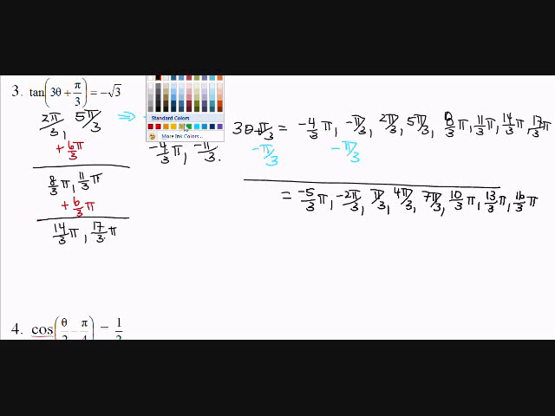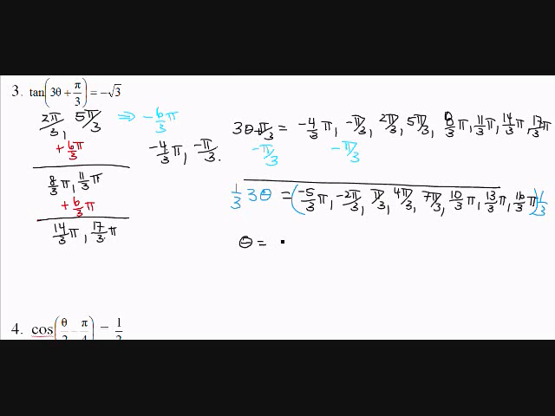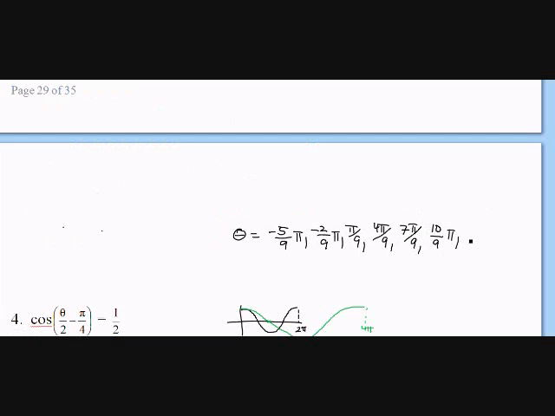So now I'm just left with 3 theta is equal to these angles here. So I need to multiply all of them by 1/3, and multiplying this by 1/3 just gives me theta. So I have theta equals negative 5 pi ninths, negative 2 ninths pi, pi ninths, 4 pi ninths, 7 pi ninths, 10 ninths pi, 13 ninths pi and 16 ninths pi.